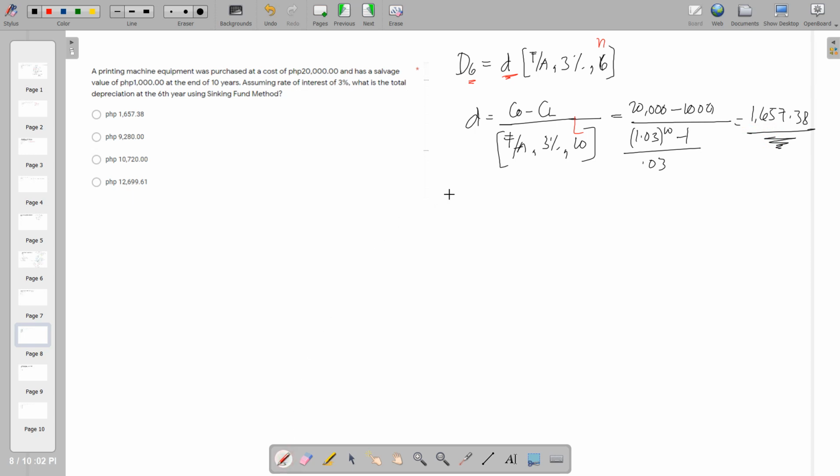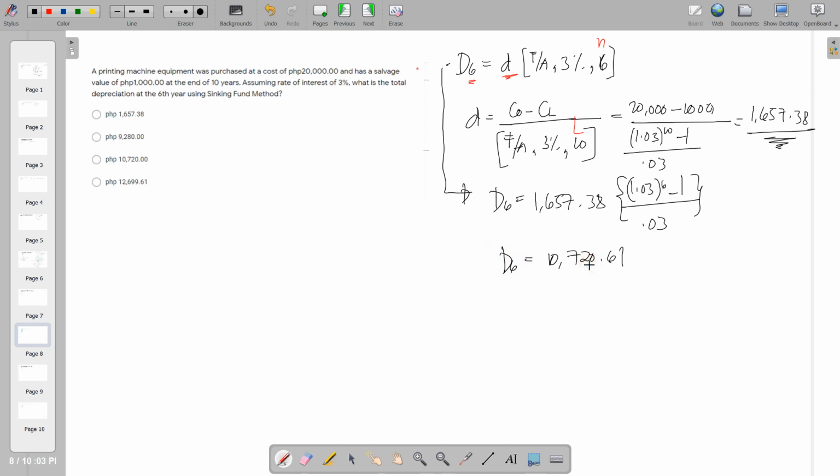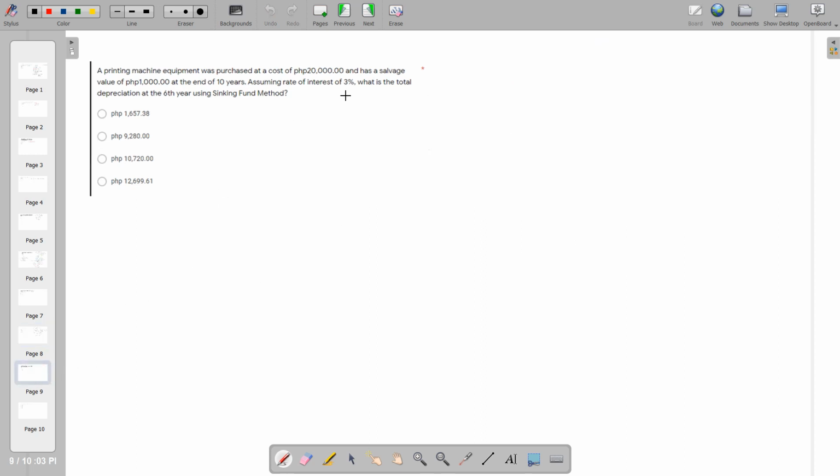Now for D6, balik tayo dito. D6 is equal to 1657.38. Yung formula natin is 1.03 raised to 6 minus 1 all over 0.03. So D6 will be equal to 10,720.61 pesos. So this is the answer. Okay. So next, we have the same problem.